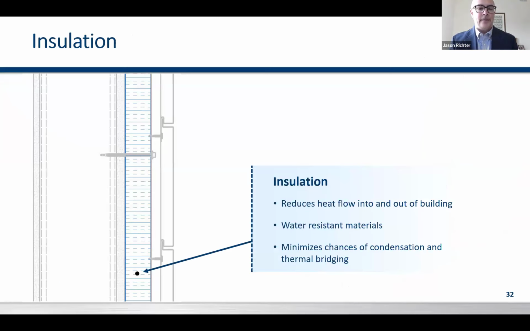Your insulation or continuous insulation does what it's intended to do, reducing that heat transfer into and out of the building. Water resistant materials are required in this because it is an open air space that is susceptible to the elements. And again, having that drying time reduced is very important to the long-term health of your insulation behind the Rainscreen assembly. It also helps to minimize your chances of condensation and thermal bridging.